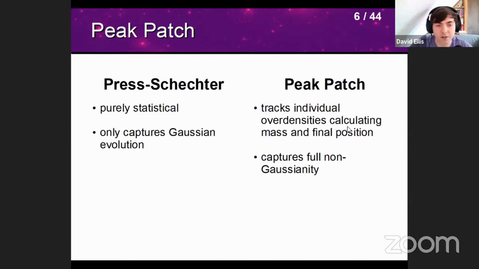Additionally, where Press-Schechter assumes Gaussianity, it therefore loses a lot of these very rare high initial overdensities. Peak patch captures this full non-Gaussianity. Okay, and so we have our own version of the peak patch code developed by Christoph Behrens, who used to be a postdoc here at Gottingen.